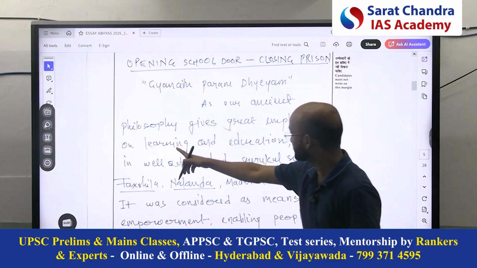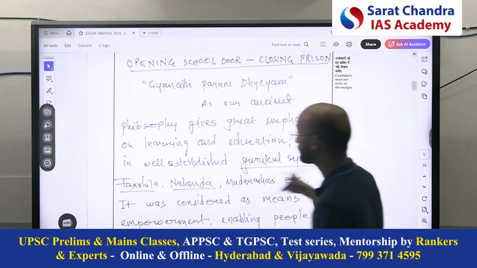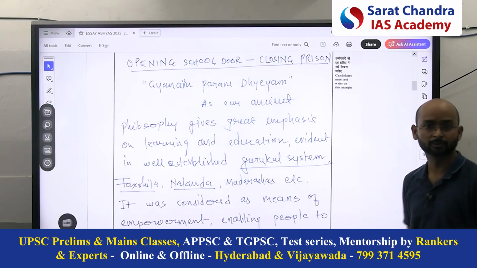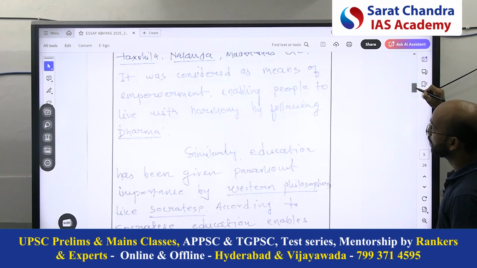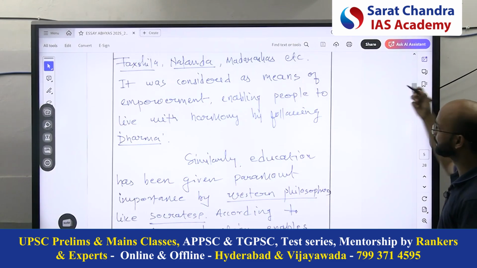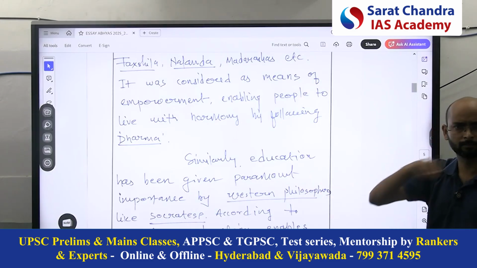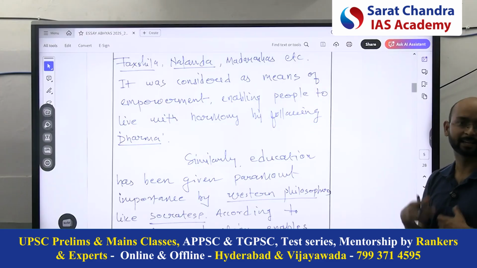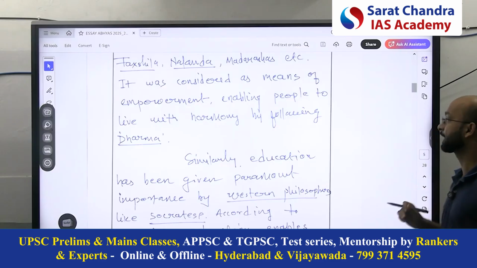So philosophy gives great emphasis on learning and education, evident in the well-established Gurukul system also, like Takshila, Nalanda, the madrasas also I have mentioned here. So that again is to bring inclusivity. You are not talking about one religion here. It was considered a means of empowerment, enabling people to live with harmony by following the dharma. These are nothing like new things. These are all things you know. I know, everybody knows. The only thing is that I am using it, and those who have not practiced will not use it. So bring awareness in you, of how you use whatever knowledge you have.